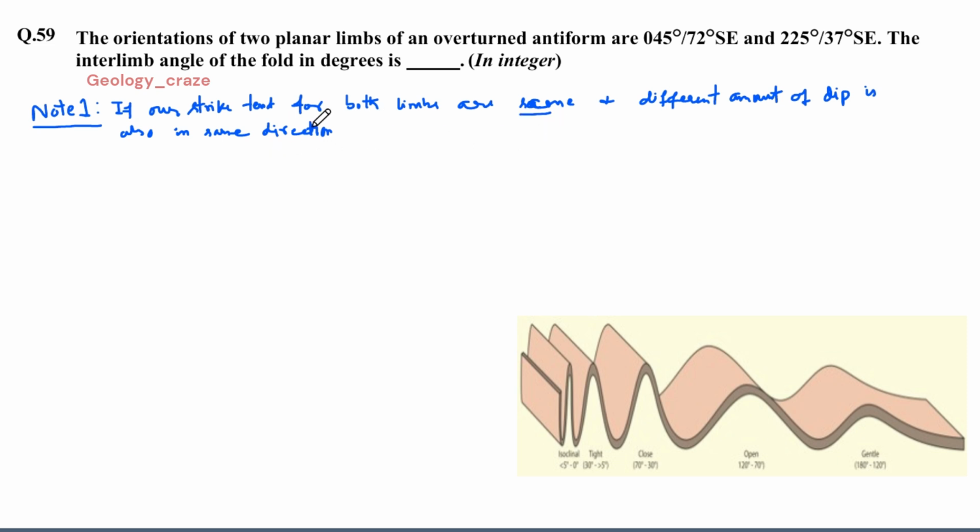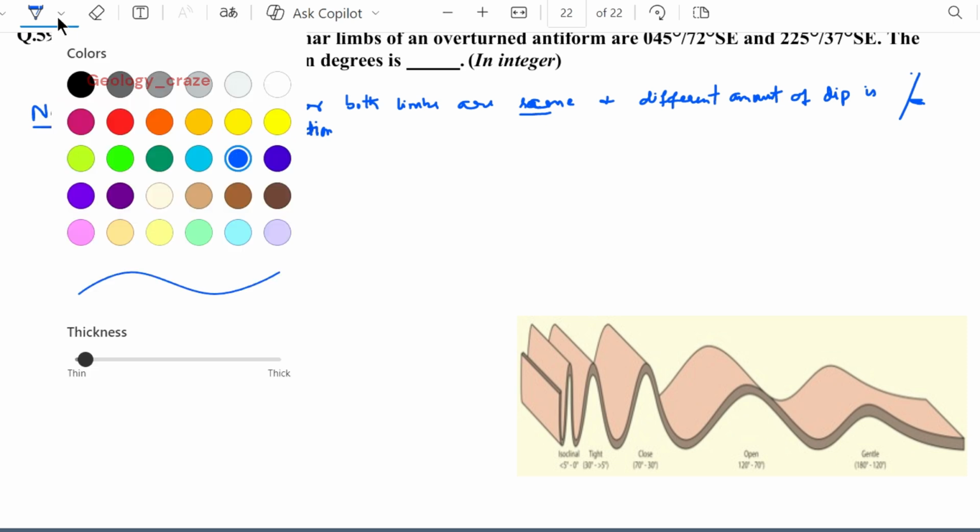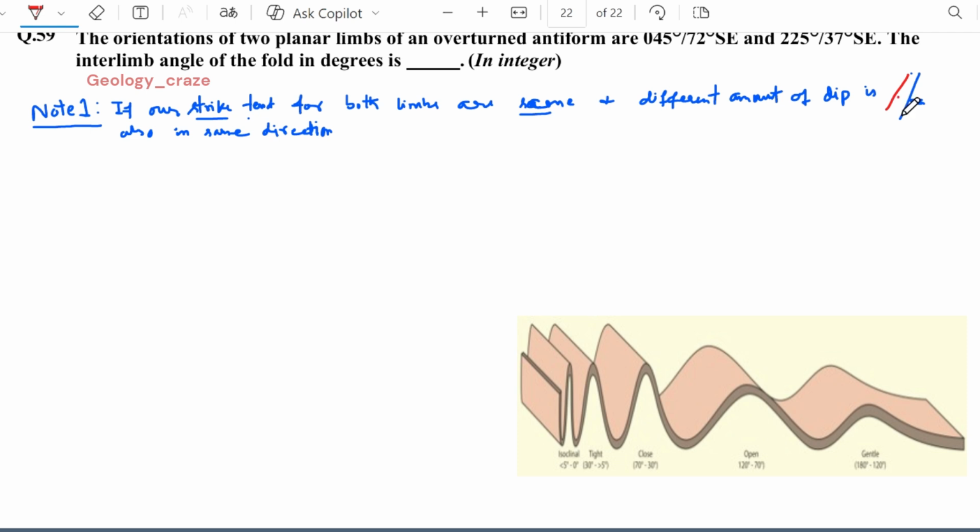Only in this case, strike trend is same, and the dip amount is also in the same direction, because strike and dip have angle of 90 degree. So both the strikes for this and this are in same direction. This is for one strike. Similarly, our other strike is also in same direction, same trend. Okay, this is the meaning of this.